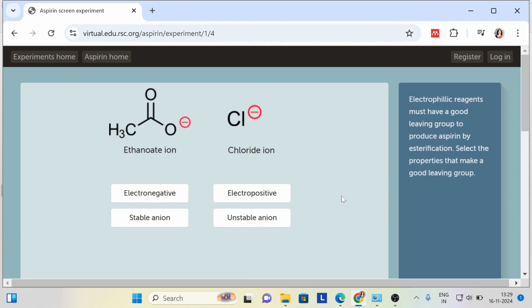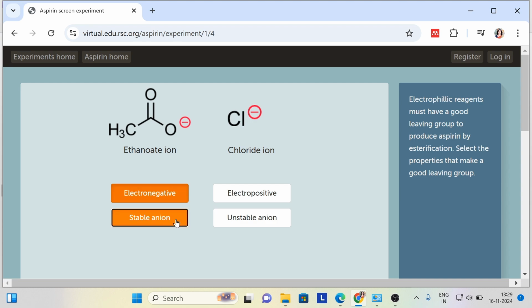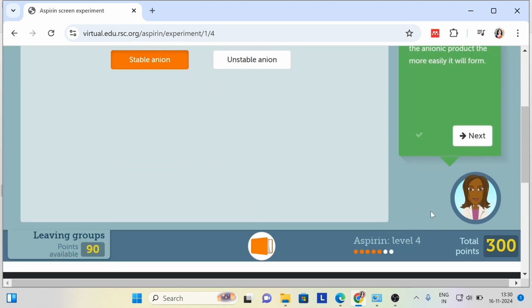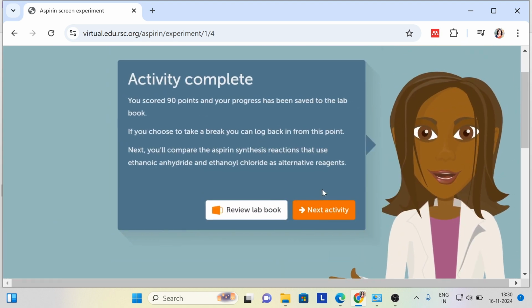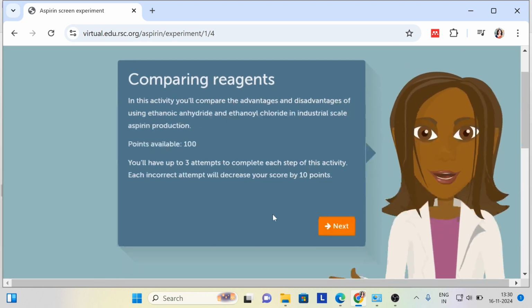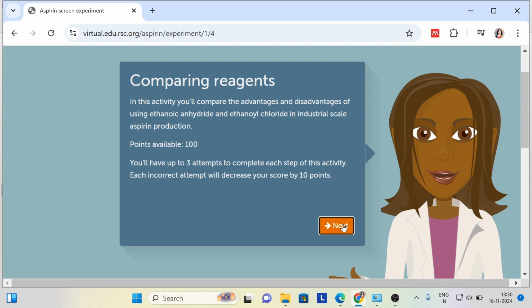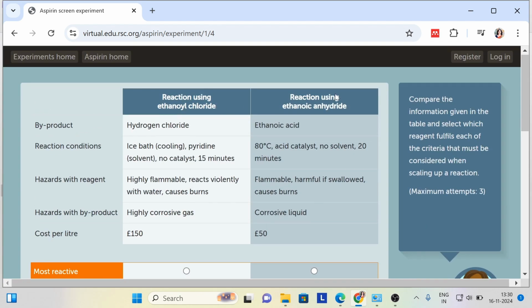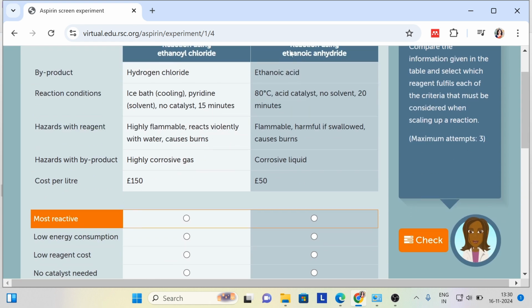Let us go ahead with: electrophilic reagents must have a good leaving group to produce aspirin by esterification. We have to select the property that makes a good leaving group. If it is a good leaving group, then it has to be electronegative and it has to be stable, I guess. So let us go ahead with check. Next. Click on next activity, and now we have to compare the advantages and disadvantages of both. Now if I have to use ethanoyl chloride as an alternative to ethanoic anhydride, then the byproducts are different, the reaction conditions are different.